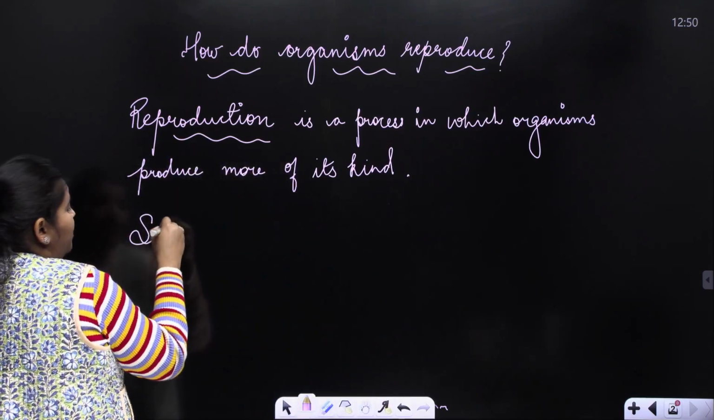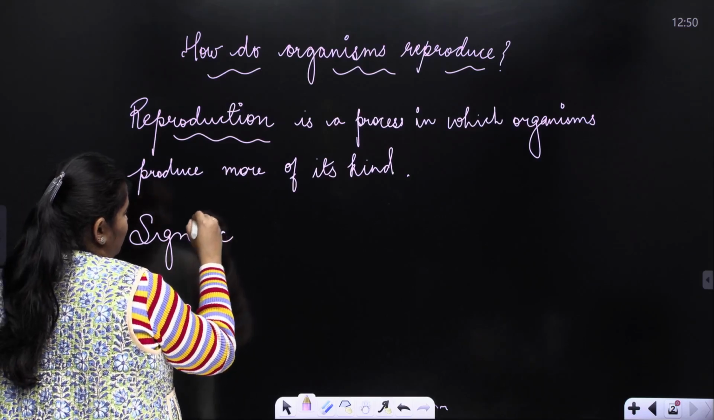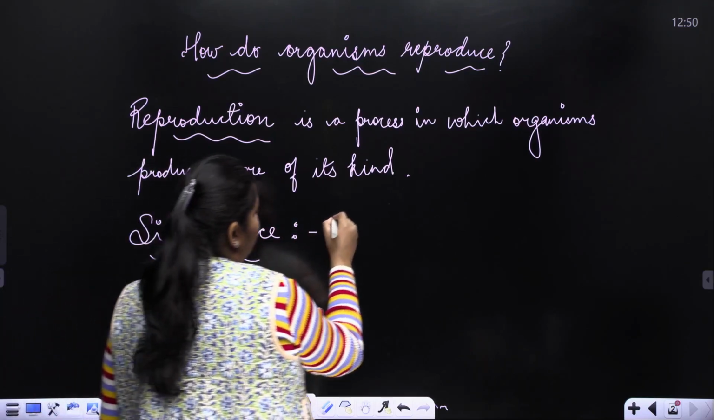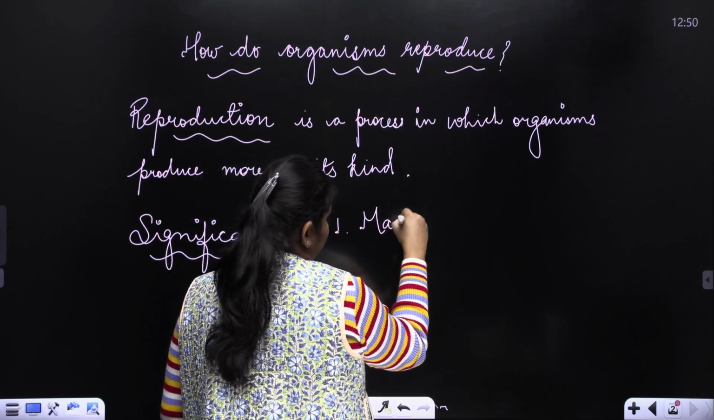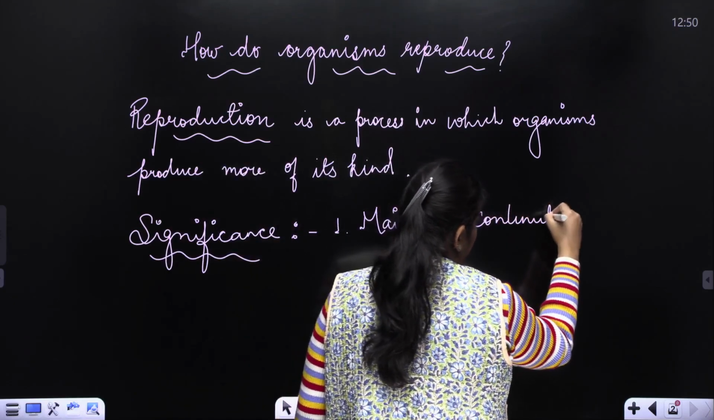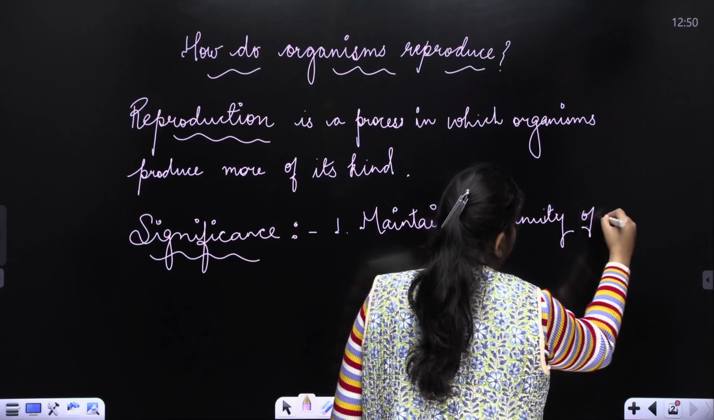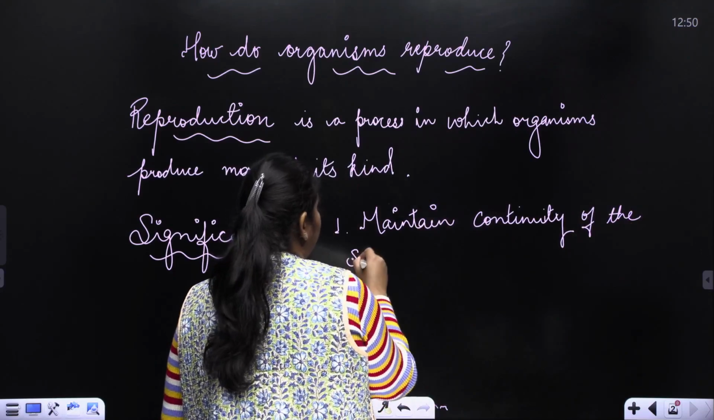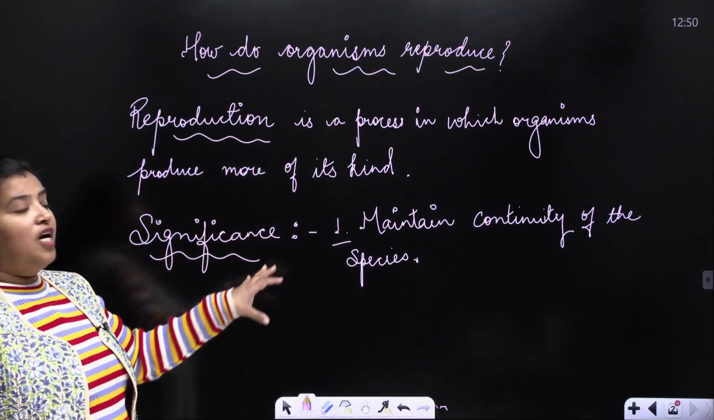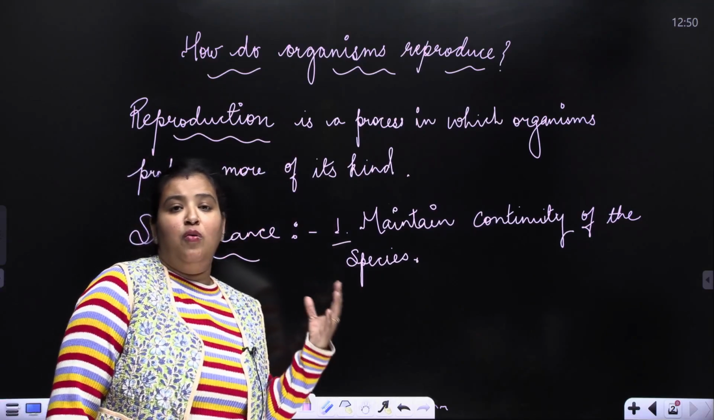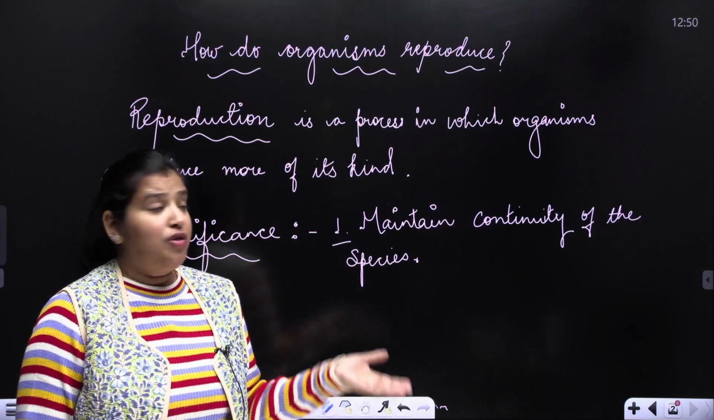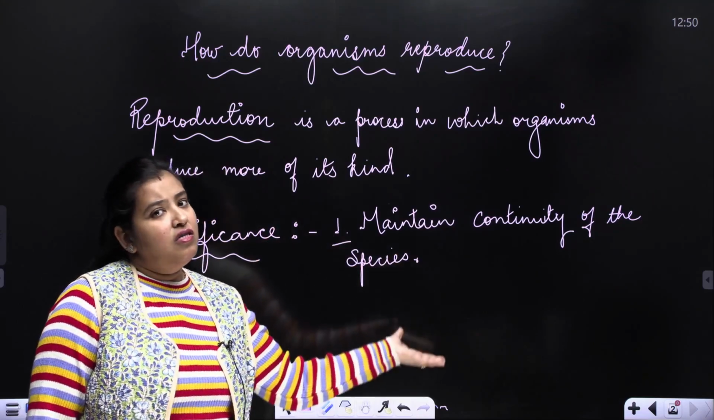What is the significance? What is the importance of this process? The importance of this process, the first thing, it helps to maintain the continuity of the species. Clear? So maintaining the continuity of species, as I've told you, to have more particular kind of bird or to have more lion or more tiger, what do they need to do? They need to reproduce to maintain the continuity of the species.